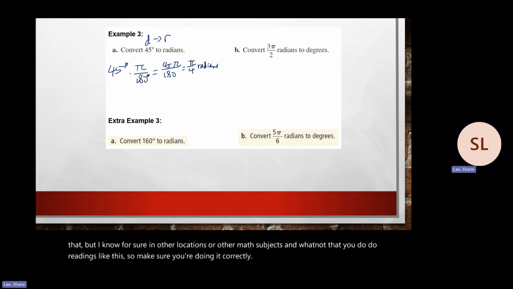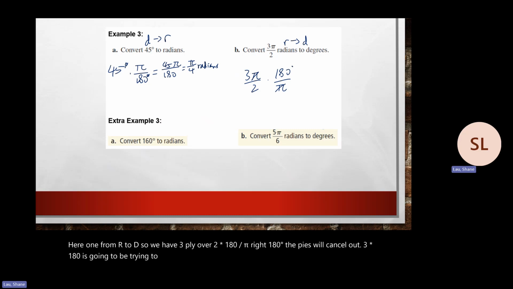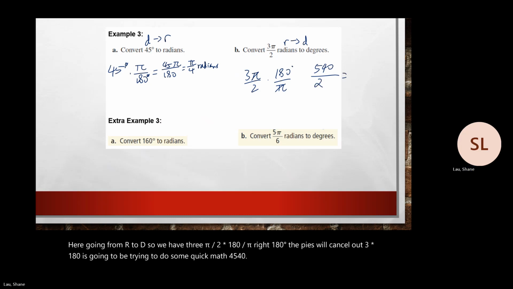Here we're going from R to D. So we have 3 pi over 2 times 180 over pi, 180 degrees. The pi's will cancel out. 3 times 180 is going to be, trying to do some quick math, 540 over 2. That's 540 degrees over 2. And you divide it out, we get 270 degrees. Try the other two by yourself.